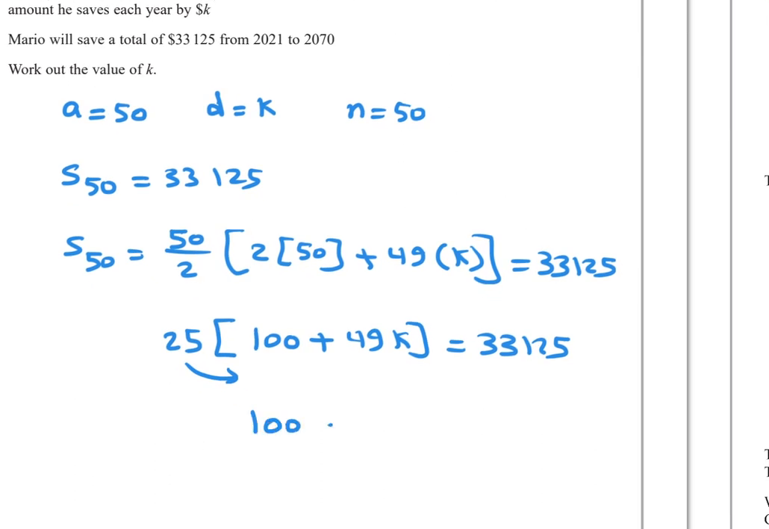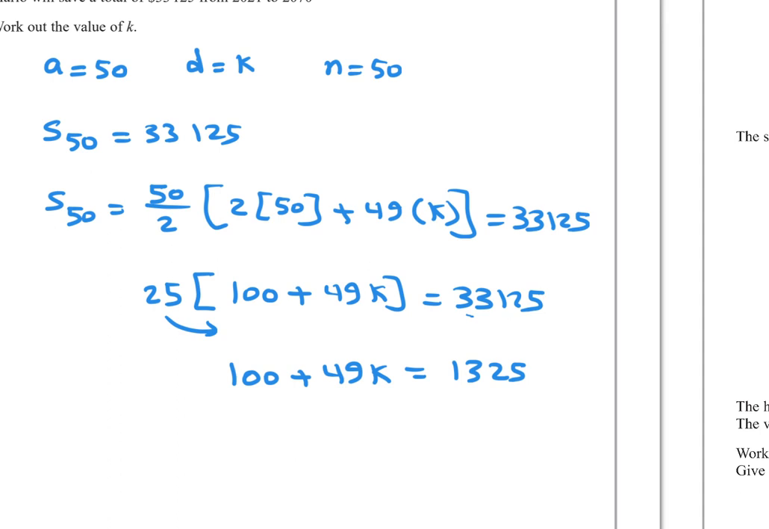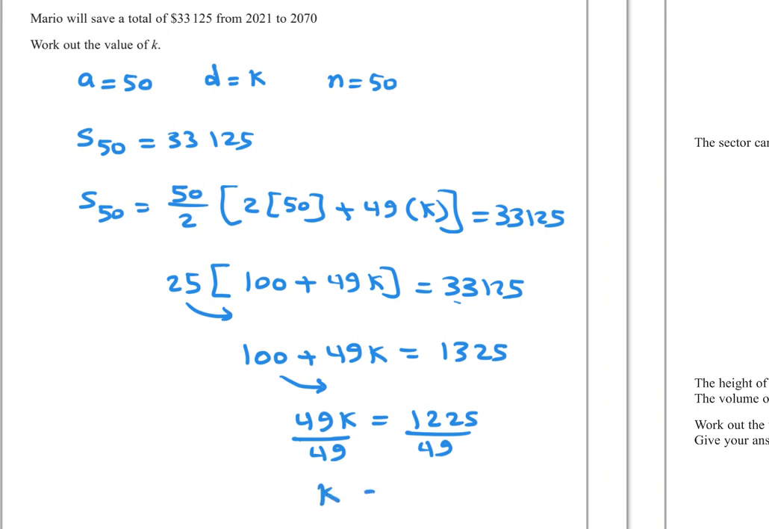So 100 plus 49K equals 33,125 divided by 25, which is equal to 1,325. Now subtract 100 or transpose 100 to the other side by subtraction. So 49K equals 1,225. Divide by 49, divide by 49. So K equals 25.